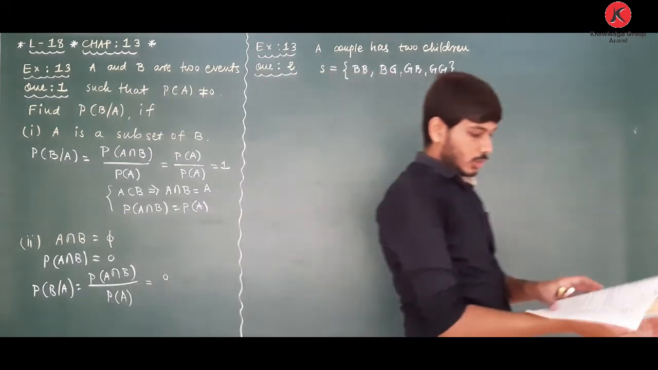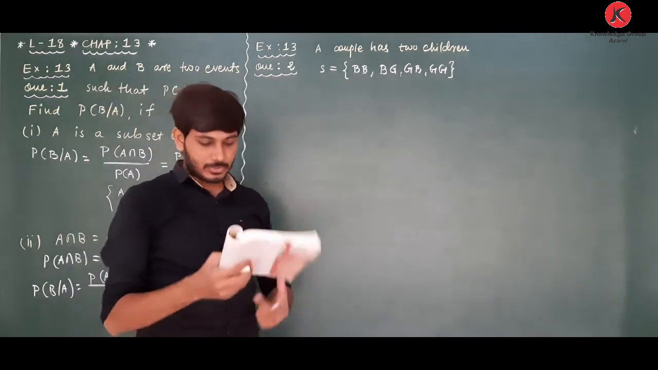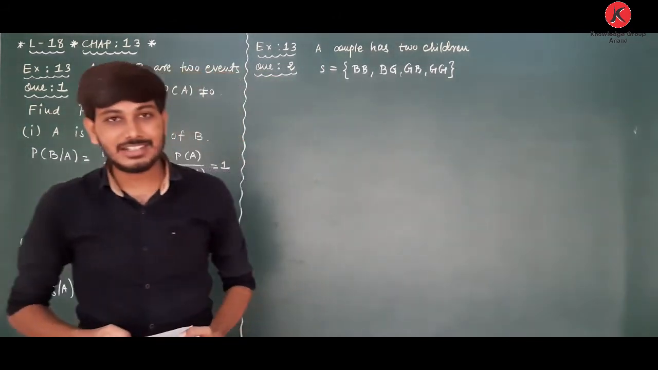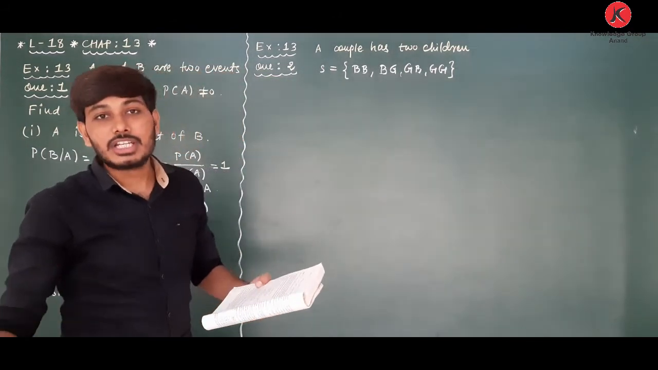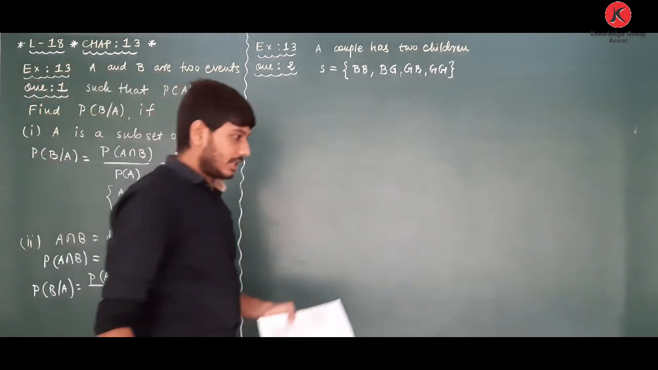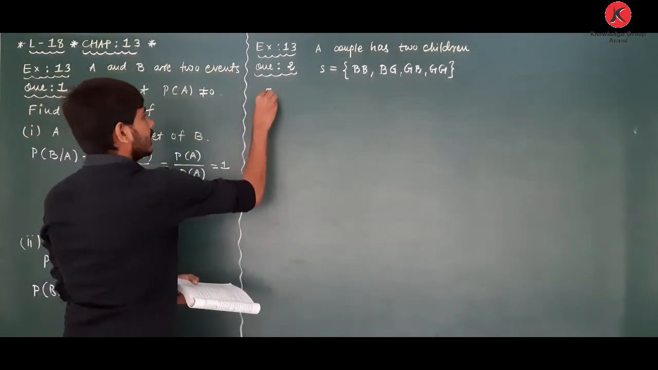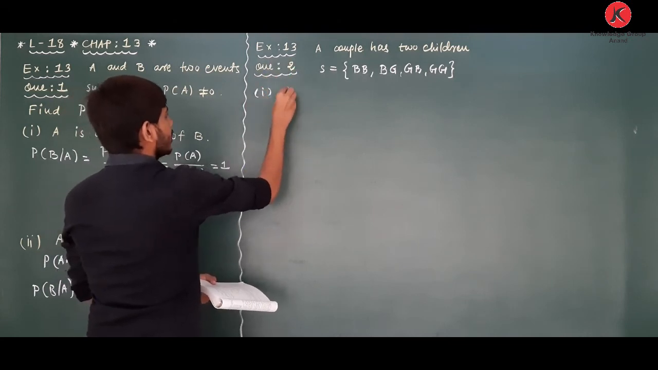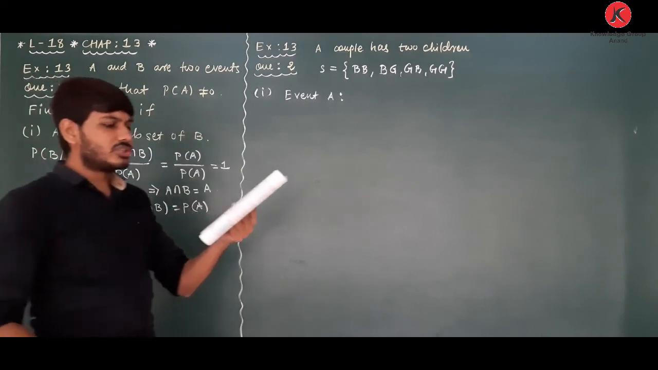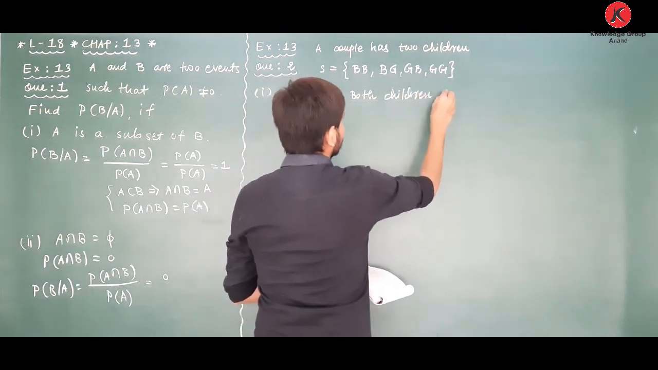Now see here, the question is find the probability that both children are males, males means boys, if it is known that at least one of the children is male. So the given event is the one that is known, and the other event is the one whose probability we have to find. Take the given event as one and the other as the other, whichever you consider is no problem. Let's assume event A: both children are male.